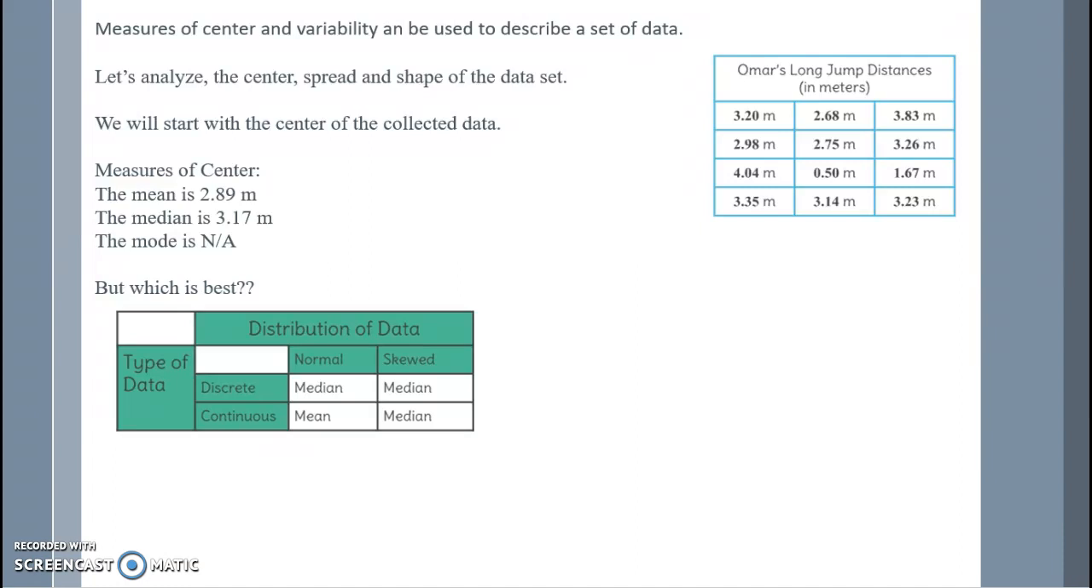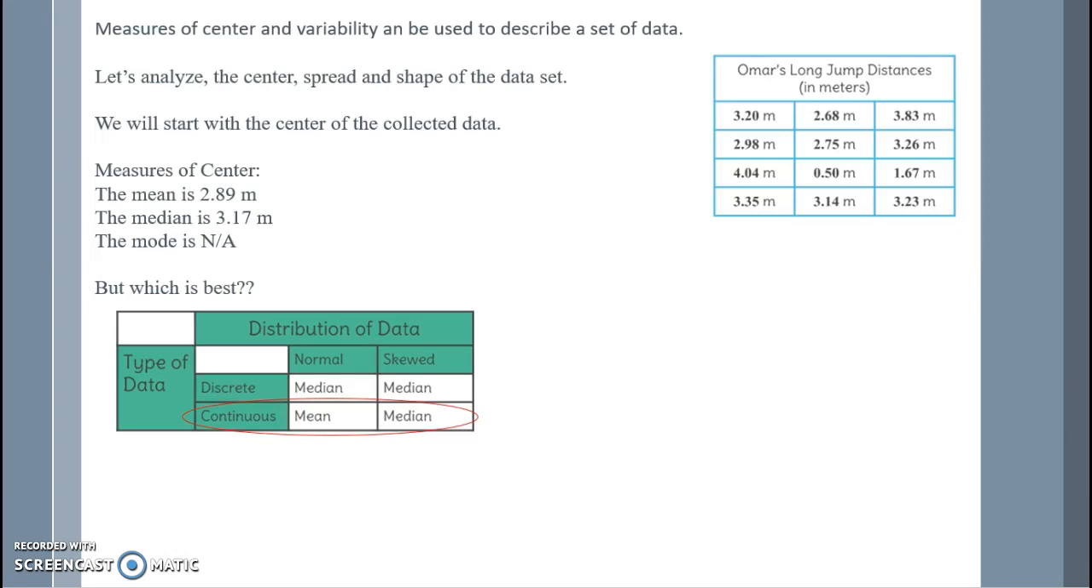This is continuous data because it's continually being measured. Discrete data is data that you can collect, such as how many pets do you have. It's like a finite set of data. It's not measured.